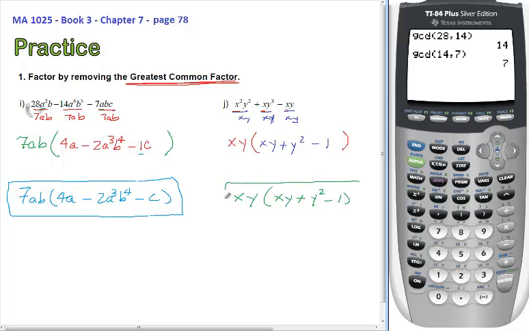Okay, so there's a couple of examples of taking out the greatest common factor. Hopefully that helps. That's it for now.